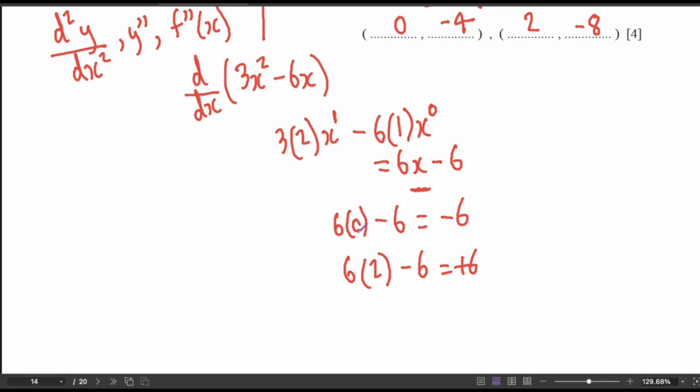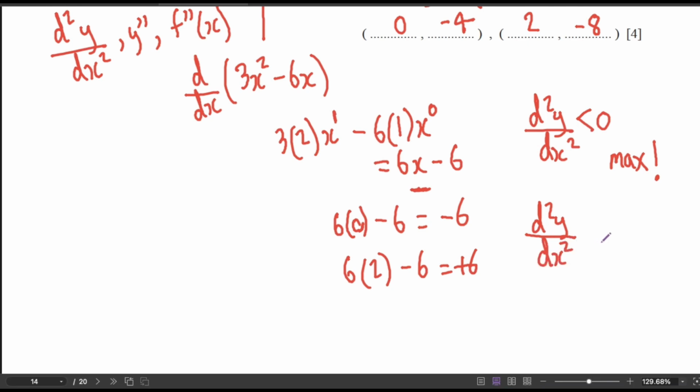And this is just something you have to remember. Maybe a proof will be in a different video, but if the second derivative is less than 0, then this is a maximum point. You have to remember this. And if it is greater than 0, then it is a minimum point. Something you have to remember.